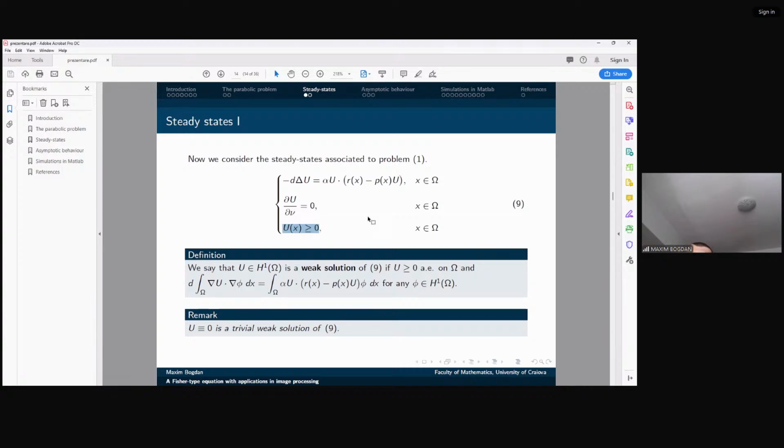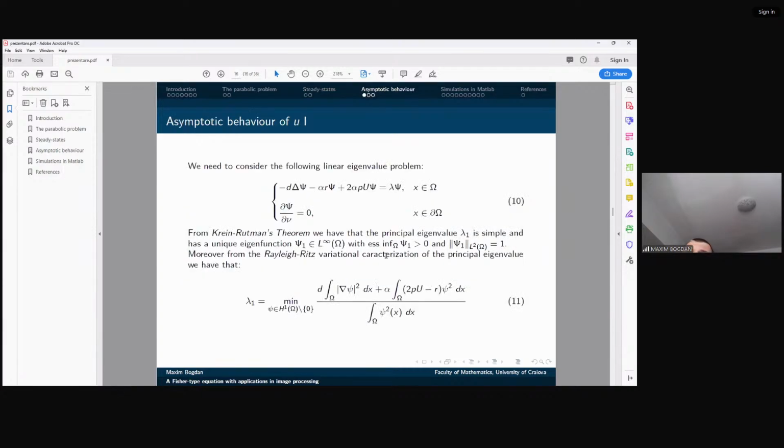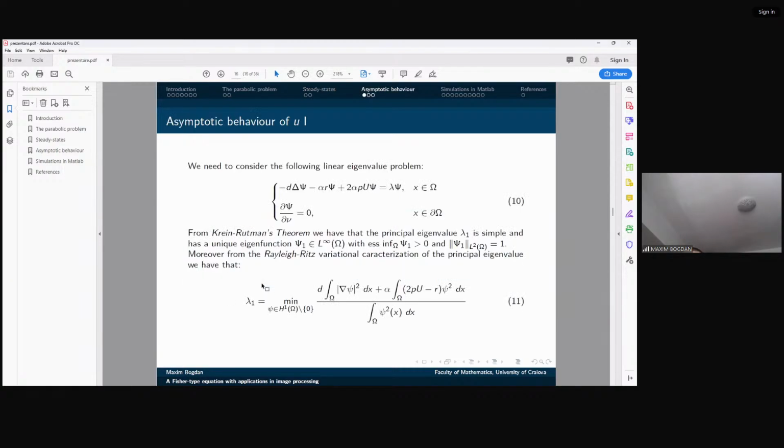A unique, this is very important, and strictly positive. So it is not just a white or a black image. Now we need to show that our solution, small u, tends to capital U as t goes to infinity. So we need an asymptotic behavior for u.